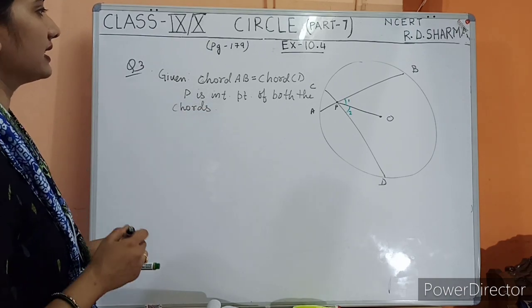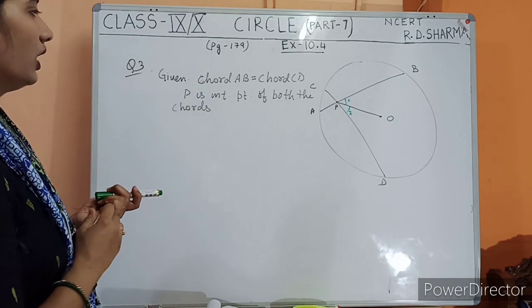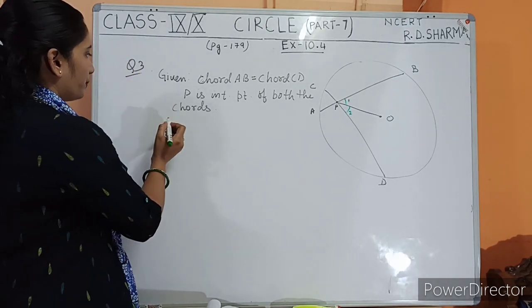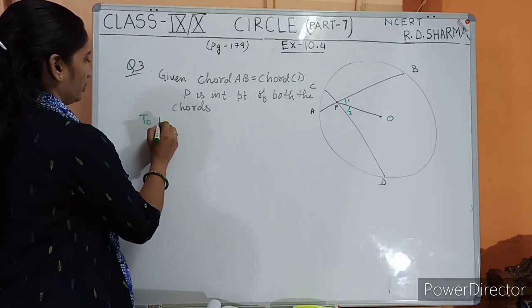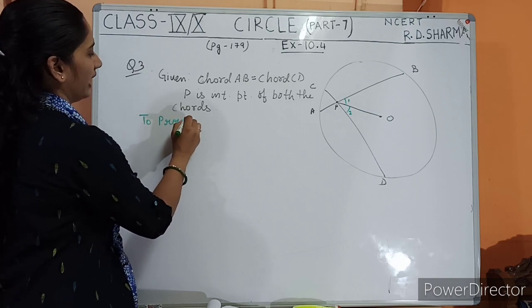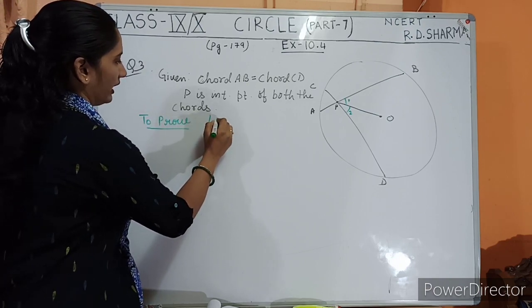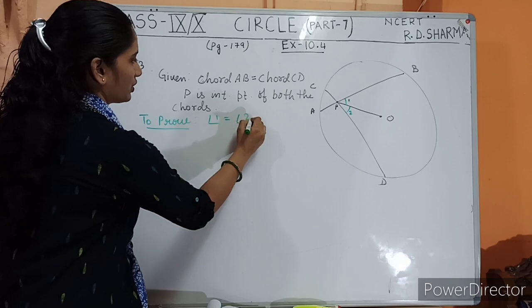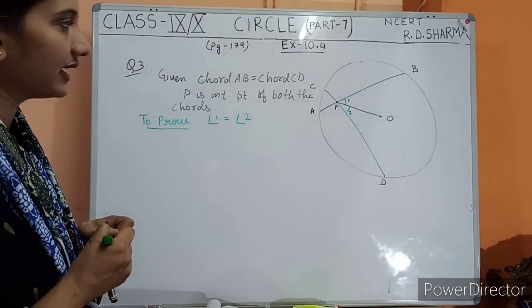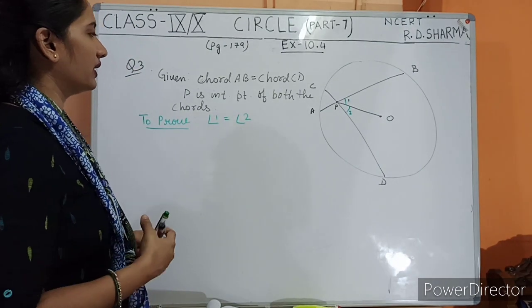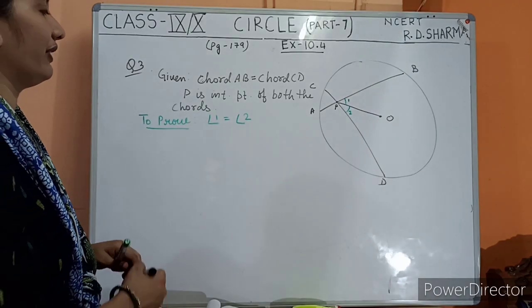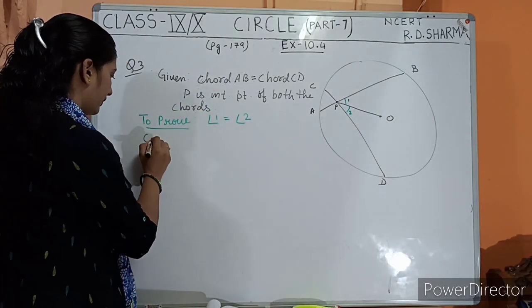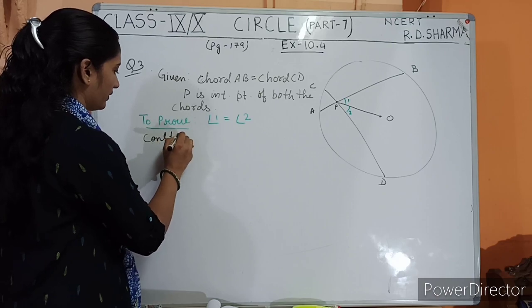And what else is given here? Okay, we need to prove, we need to show that angle 1 must be equal to angle 2. एंगल 1 और एंगल 2 आपस में इक्वल है. दिस वी नीड टू प्रूव. Okay, fine. So in construction, we will do a little bit of construction over here.